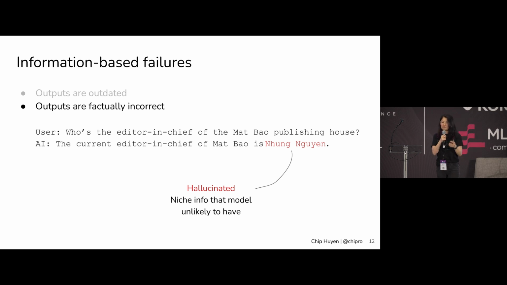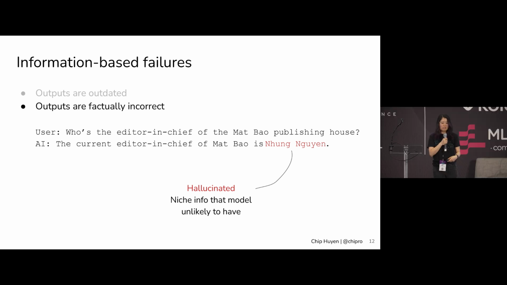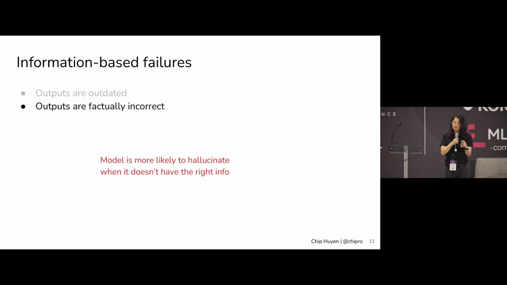Good. Okay. Hallucination is just part of the model's probabilistic nature. However, models are also more likely to hallucinate when they don't have access to the right information. AI has this bias toward action, so even when it doesn't know, it still tries to respond and do something. When you ask the model questions that involve rare or niche information that is unlikely to appear in the training data, the model is more likely to hallucinate. So this is a very common issue, information-based failures.